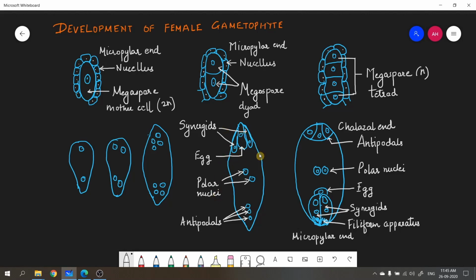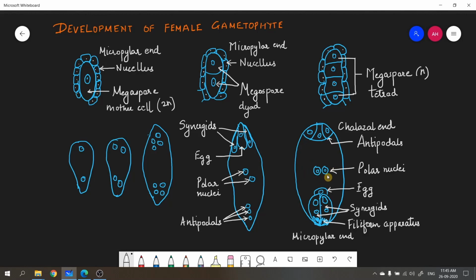The set of 3 over here generally is referred to as an egg apparatus, out of which the central cell is called the egg cell and the 2 cells are called synergids. Please make a note that this end is the micropylar end and this end is the chalazal end. Towards the chalazal end, you will see there are 3 nuclei which are called antipodals. So in this adjacent diagram, which is the final embryo sac, you can see I have shown the chalazal end on this side and this side is the micropylar end. So towards the chalazal end, the 3 cells called antipodals are formed. In the center, you have polar nuclei.